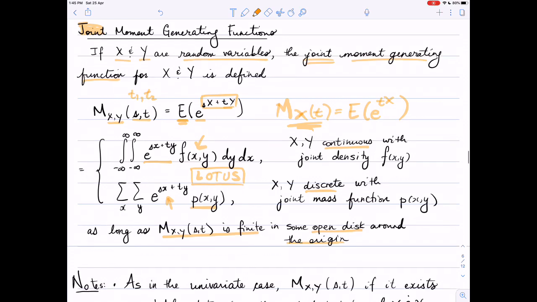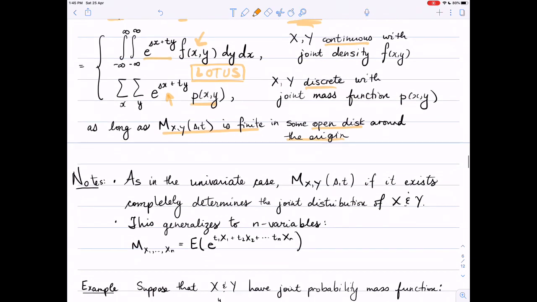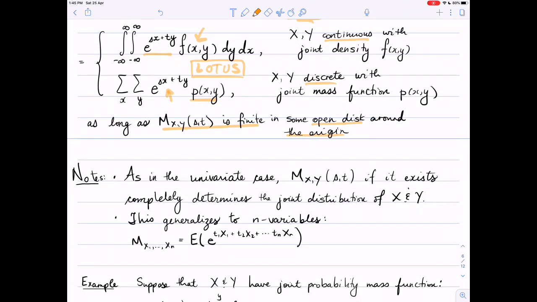So let's investigate a little bit further. The first part here, we're not going to prove, just like we didn't prove it the last time, but if the joint moment generating function exists, it completely determines the joint distribution of X and Y, right? In other words, for any pair of random variables X and Y, the moment generating function is unique to their distribution. And this generalizes as well.